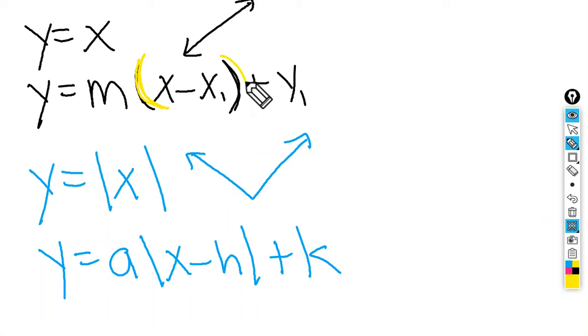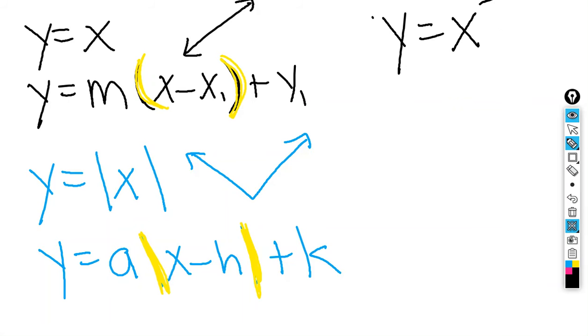The parentheses is what gives us the line shape. The bars is what gives us the V shape. Okay, and I'm going to go one more step. When you saw x squared in some of the Delta Math pop-ups as pictures, x squared is a U shape.